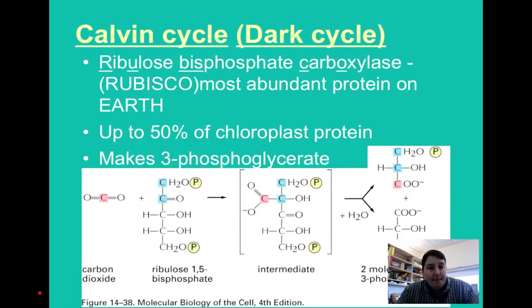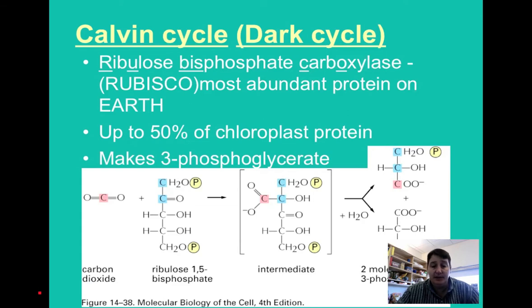So the first step of the dark cycle is probably the most important step, and it involves the carbon dioxide, so a CO2 molecule is attached to another molecule called ribulose 1,5-bisphosphate. Okay, and they're shown here in this diagram. And in the diagram you see ribulose is a 5-carbon sugar. It already has 2 phosphate groups attached to it. And the enzyme that does this reaction is called ribulose bisphosphate carboxylase. So we're adding a carbon onto ribulose 1,5-bisphosphate.